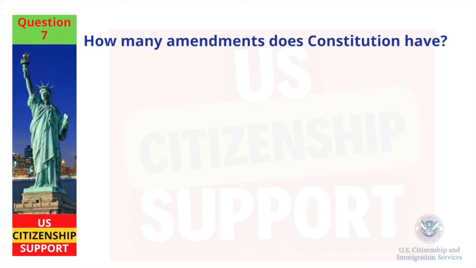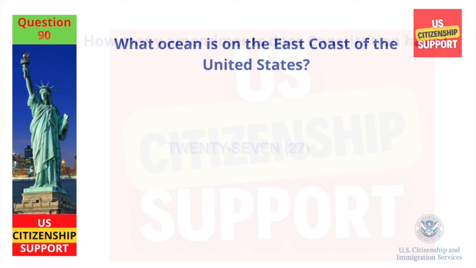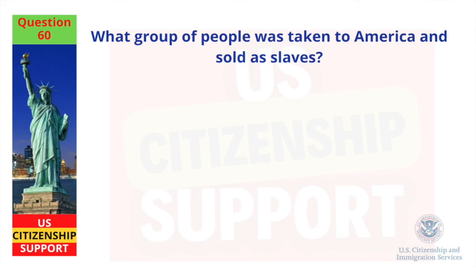How many amendments does the Constitution have? 27. What ocean is on the east coast of the United States? Atlantic Ocean. What group of people was taken to America and sold as slaves? Africans.